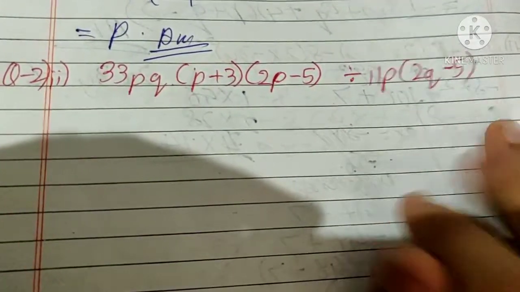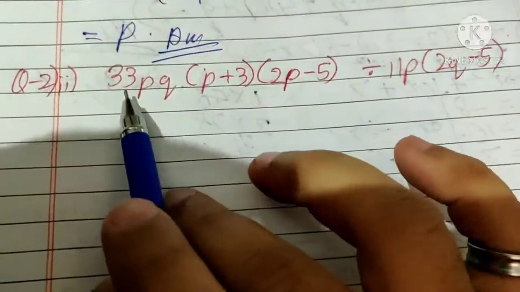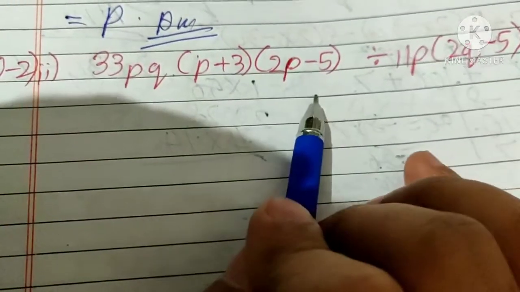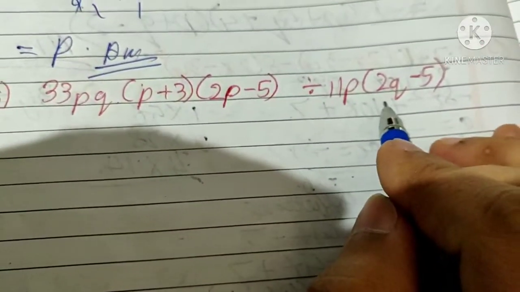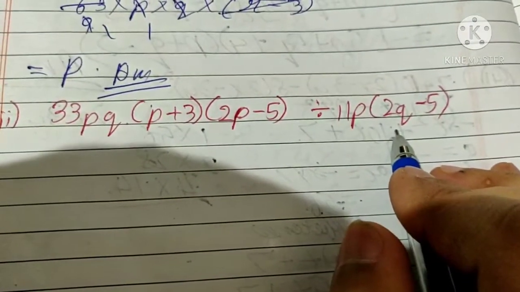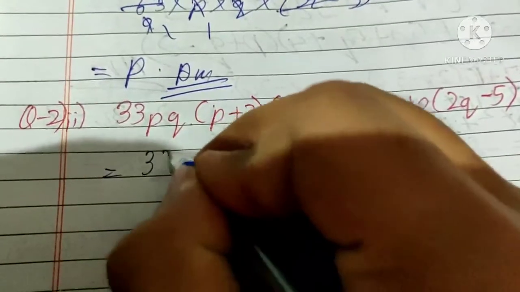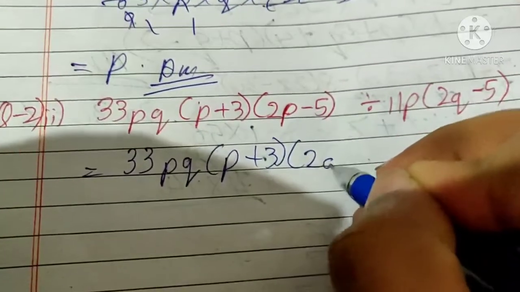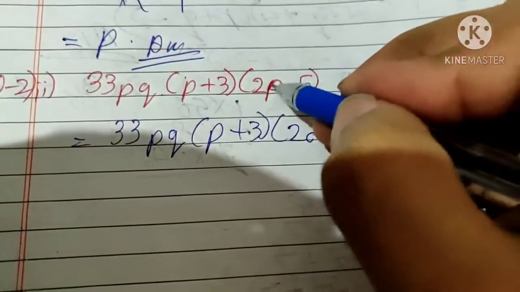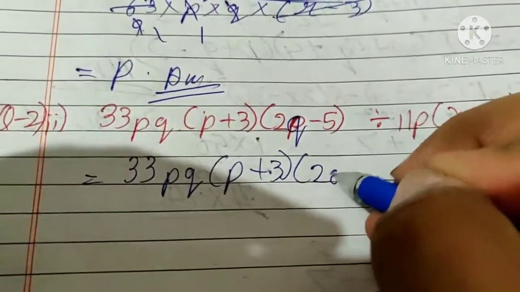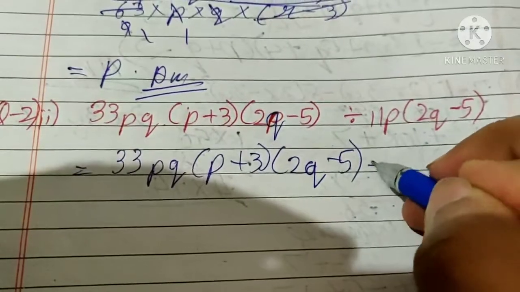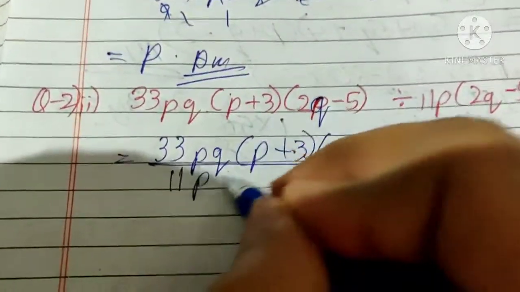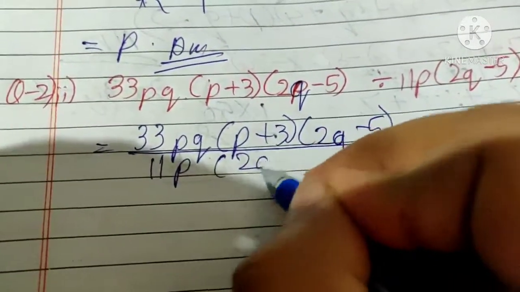So our next question is the second part, that says 33pq multiplied by p plus 3 and 2q minus 5 is to be divided by 11p into 2q minus 5. So it is 33pq into p plus 3 into 2q minus 5, divided by, written in the denominator, 11p into 2q minus 5.